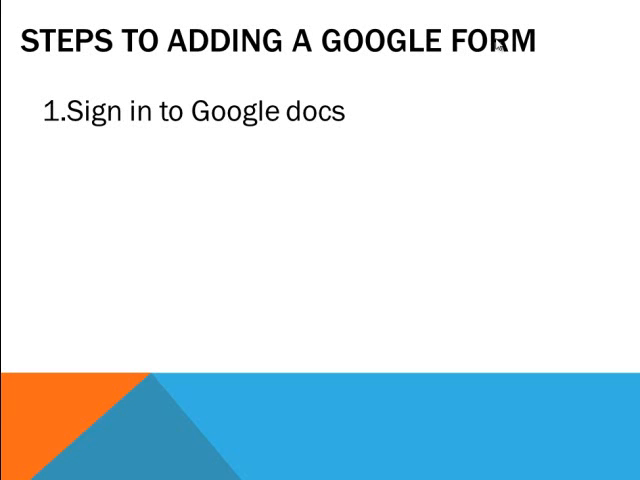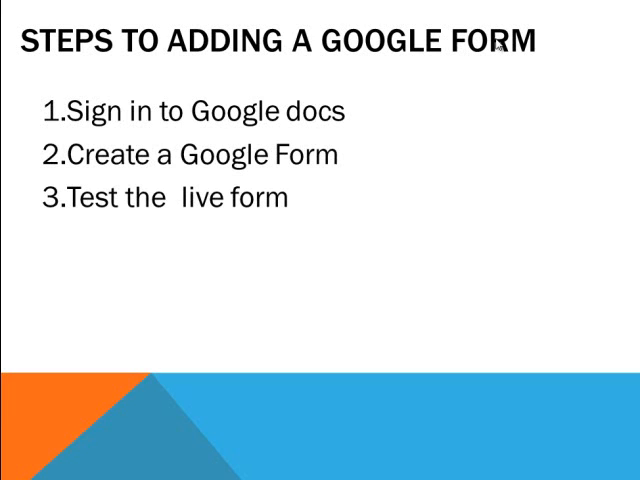I just want to go back to our little PowerPoint to say that we've now signed into Google Docs. I've shown you how to create the form, and we've also tested the live form. What is the next step? It is basically editing the form again. But before that, I'll just quickly add a theme.